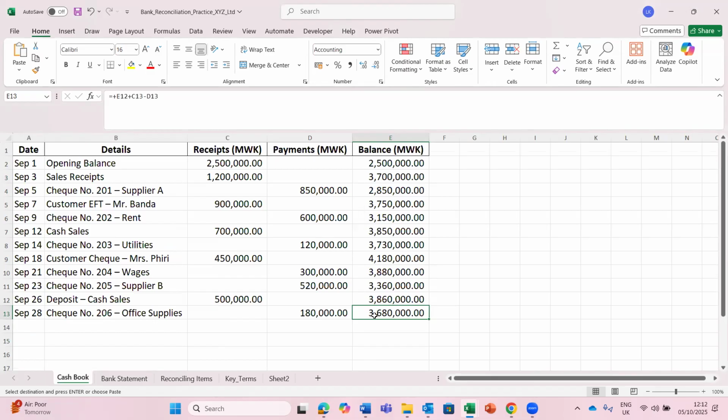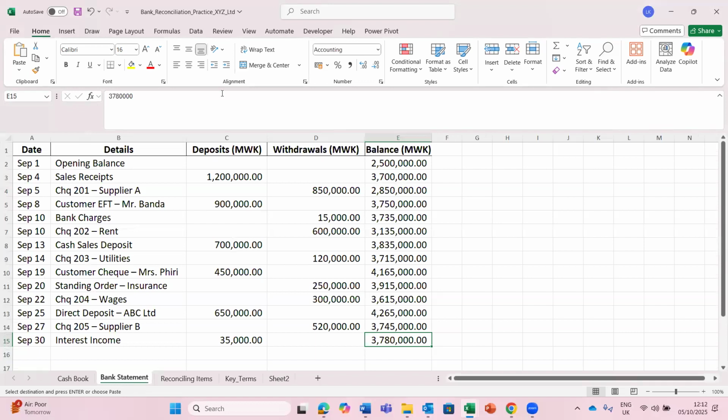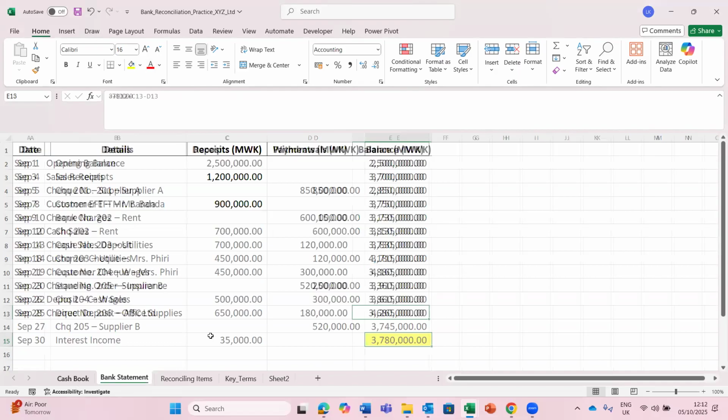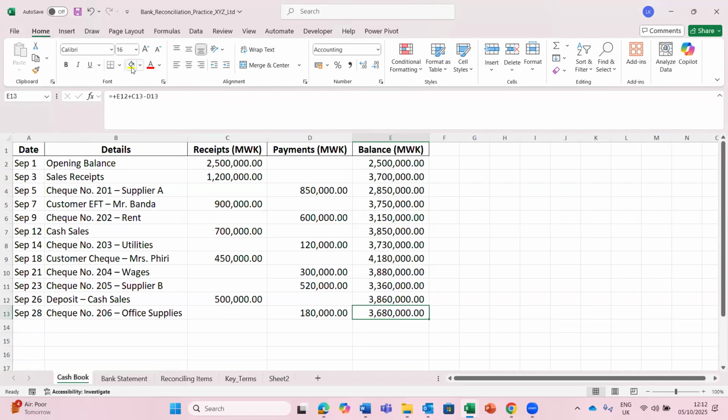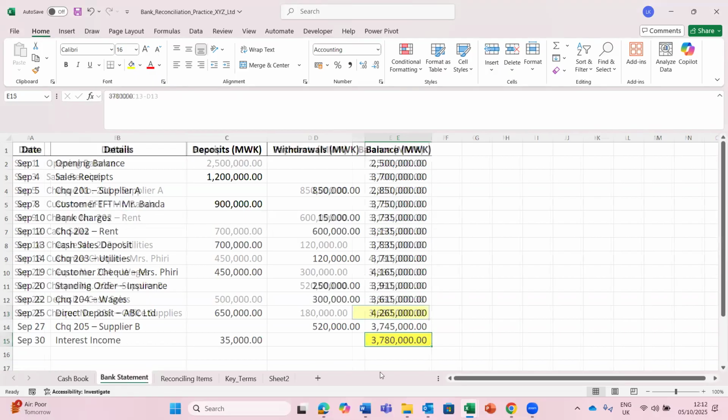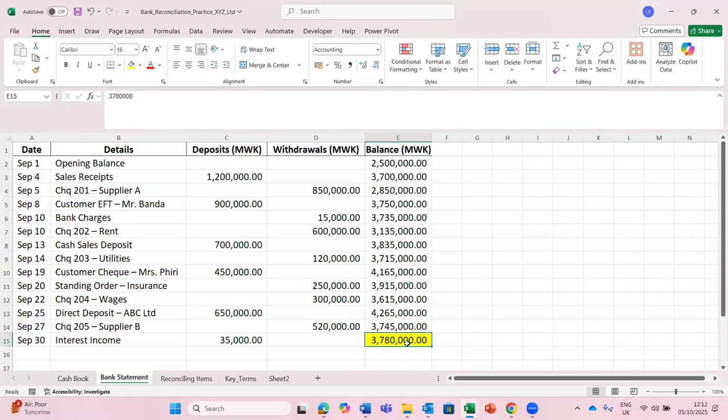So that process is called what? The reconciliation. So a bank reconciliation is simply a reconciliation between your cash book balance that is in your ledger or in your Excel and your bank statement balance. Ideally, these balances must be equal to each other. Cash book balance must be equal to bank statement balance. But then there are reasons why these two do not agree. So what are these reasons?